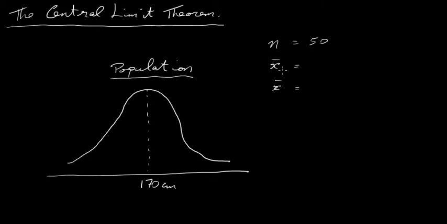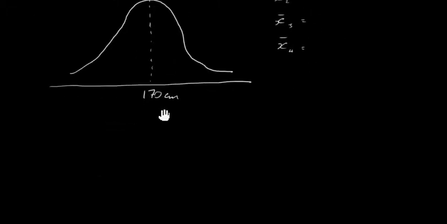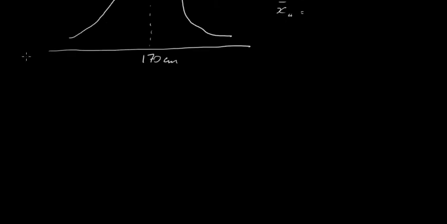If we keep doing this over and over again, we keep taking the means of these randomly selected samples of 50, until we've taken every possible different randomly selected sample of size 50, and we take the mean of each of those samples, what we'll actually find is that when we look at the distribution of those means, those means will look something like this.